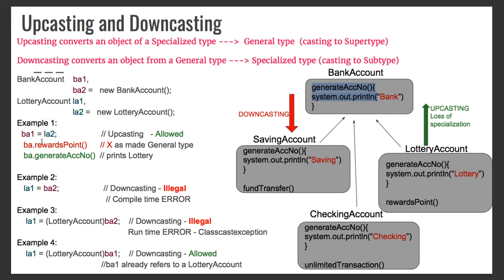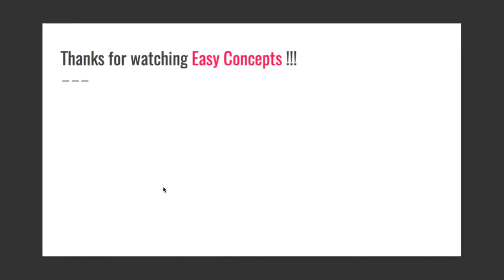That's because type decides what all method access it has. However, the implementation is decided by what object it is referring to. Here it is referring to a lottery account object. So when we do BA.generateAccountNumber, we will see that we get the output string lottery. So this was about upcasting and downcasting.